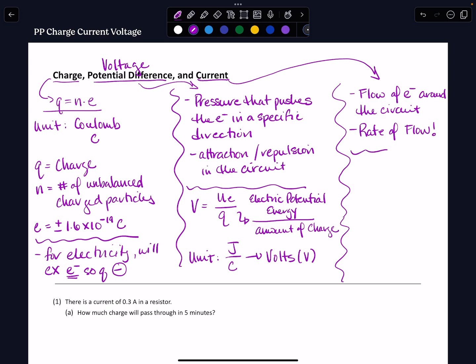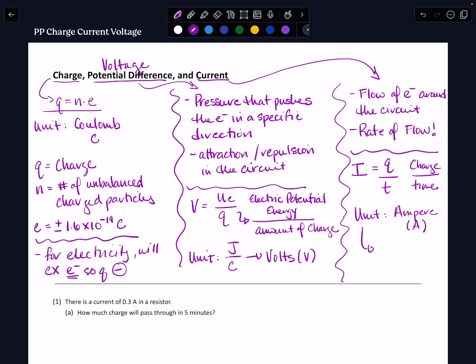We use the variable symbol I to represent current, and it's going to be equal to the amount of charge that's moving divided by the time. So charge divided by time. Now our unit here is a new one for us again. It's called an ampere, which is represented with a capital A. That ampere also can be listed as a compound unit of coulombs per second. So again, that coulomb per second idea tells us that this is a rate calculation.